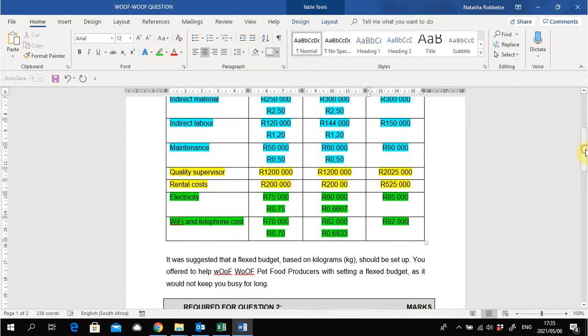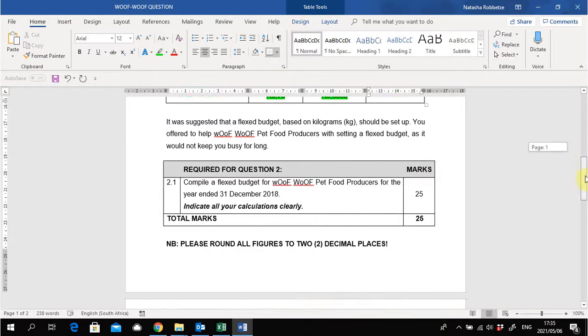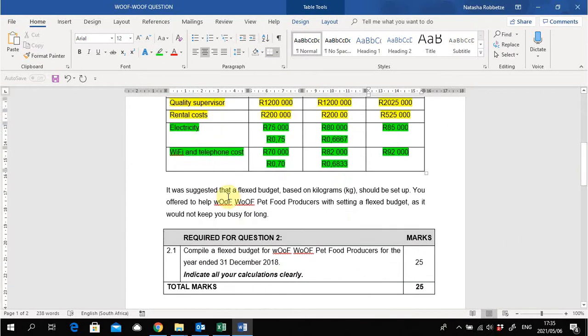Now that I know my costs are variable, fixed, and mixed, I'm going to go on and just read. It says that it was suggested that a flex budget based on kilograms, so that would be the cost driver, should be set up. You offered to help Woof Woof with the setting of the flex budget, for it will not keep you busy for very long. And in the required part, they say that you need to complete the flex budget for the pet food producers for the year ended 31st December 2018.